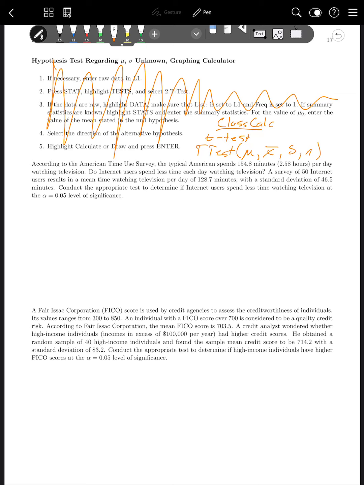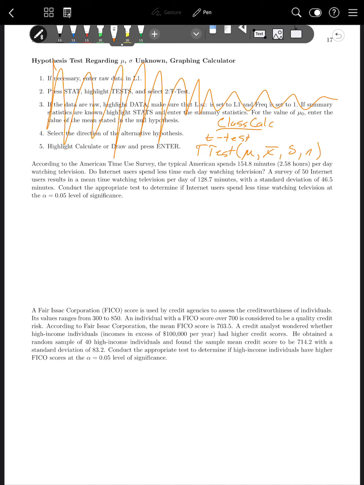According to the American Time Use Survey, the typical American spends 154.8 minutes or 2.58 hours per day watching television. Do internet users spend less time each day watching television? A survey of 50 internet users results in a mean time watching television per day of 128.7 minutes with a standard deviation of 46.5 minutes. Conduct the appropriate test to determine if internet users spend less time watching TV with a significance level of 0.05.